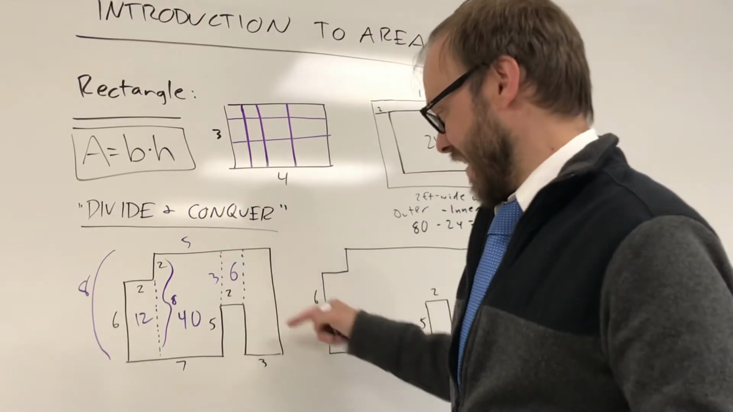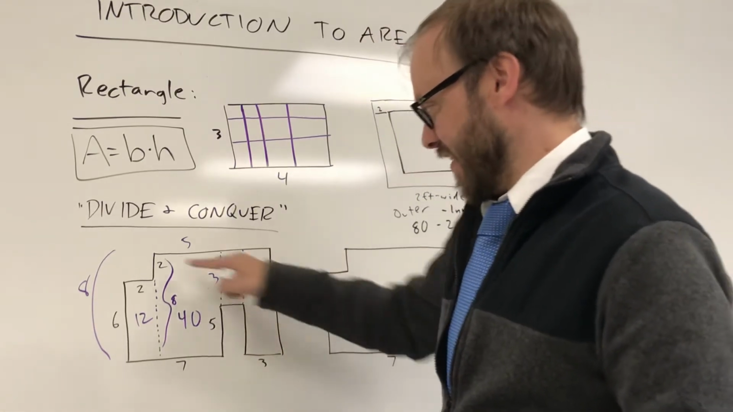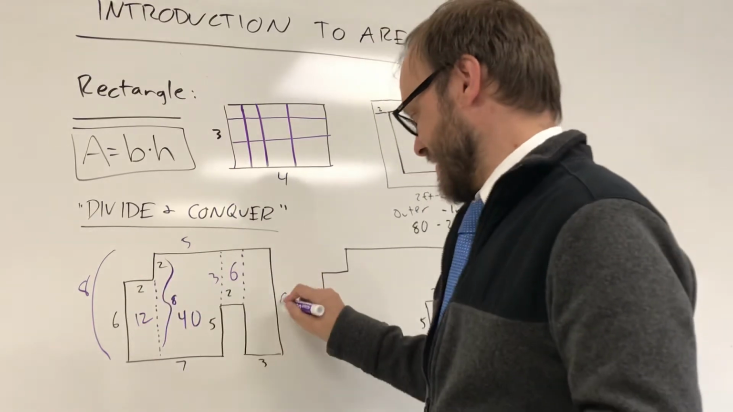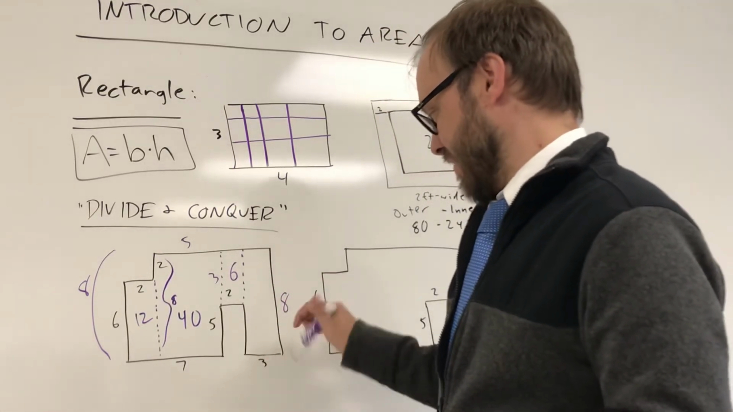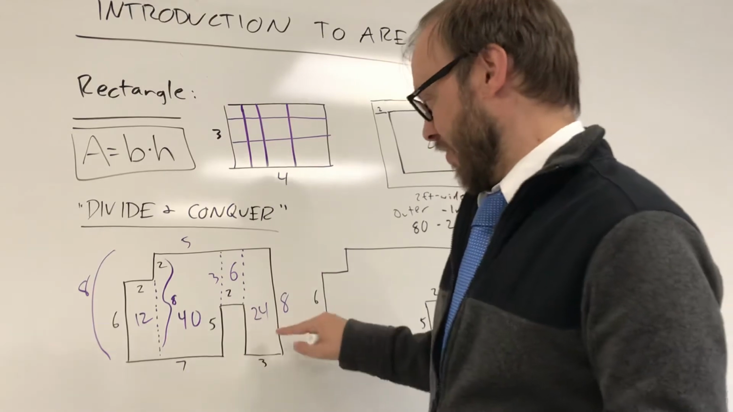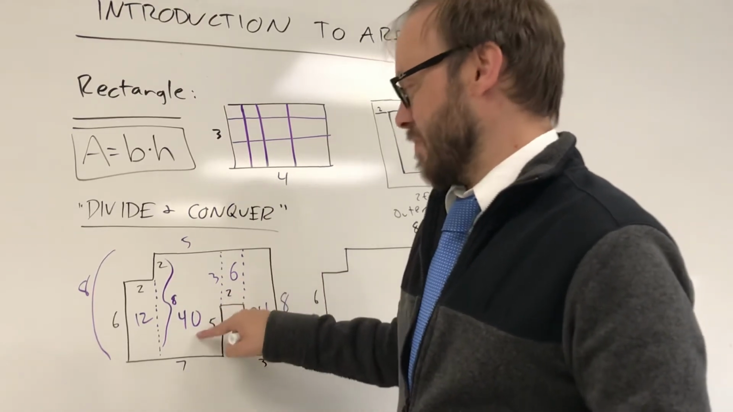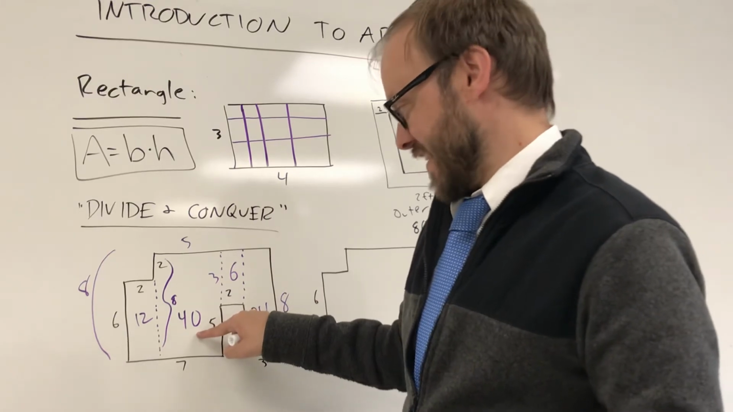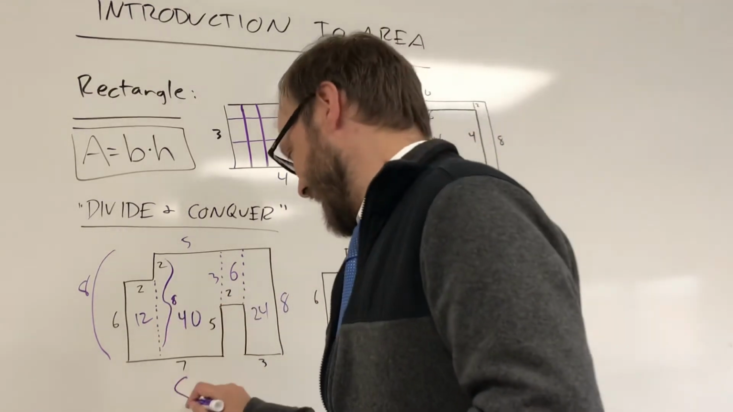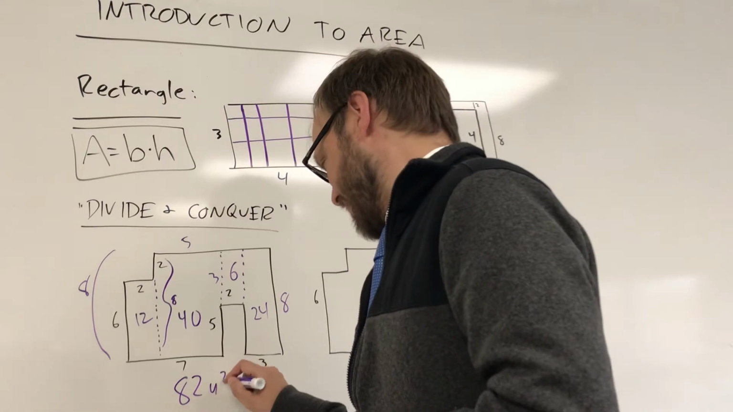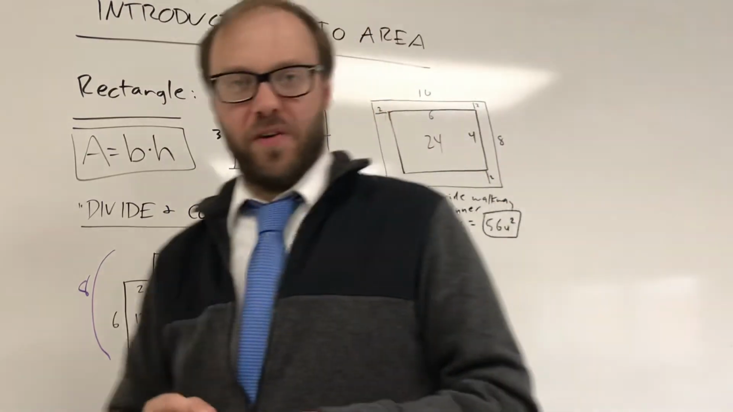And then this final rectangle, the entire height here matches up with that 2 and that 6. The entire height is 8, and it's got a width of 3, so we get 24. So 24 square units if we gridded this off, plus 6 is 30, plus 40 is 70, plus 12 is 82 square units, or we can say units squared if you want to write it that way.